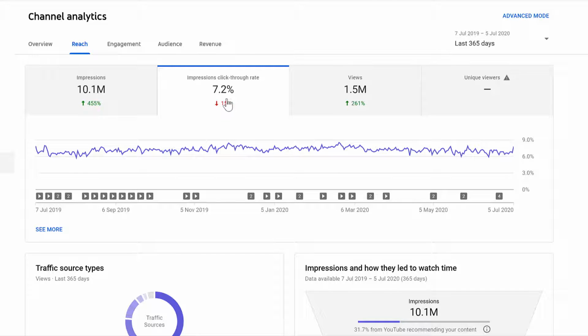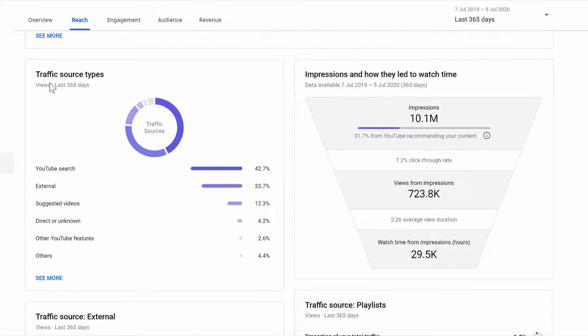And this is 7.2%, and you can see that this is generally pretty stable for me, at around somewhere between 6 to 9%. Then if we scroll down, we can see the traffic sources, so this is where the views are coming from. So about 40% of my views come from YouTube search, and then about a third come from external sources, and then about 12% come from suggested videos.